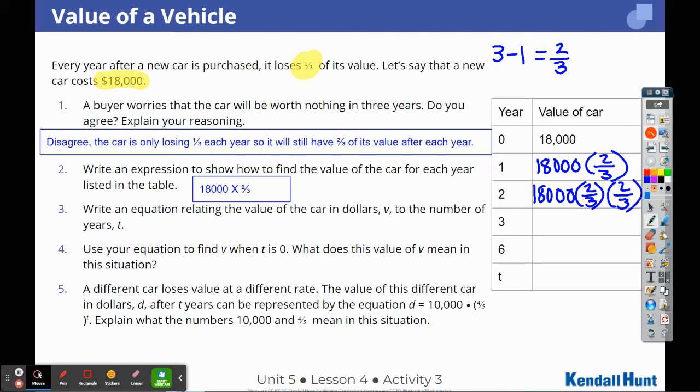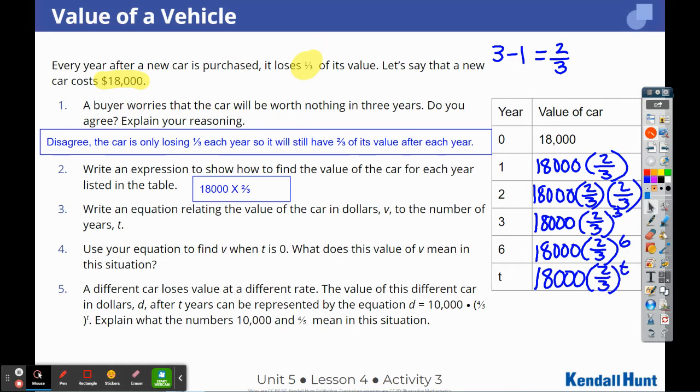So now we're getting to where it's faster to use an exponent. So instead of times 2/3 times 2/3 times 2/3, we can do 18,000 times 2/3 to the power of 3. For 6 years, we can do 18,000 times 2/3 to the power of 6. And for any number of years, we would just change that exponent to the variable t. So 18,000 times 2/3 to the power of t. So that tells us that anytime we're multiplying by 2/3, that number will go in the exponent where t is.